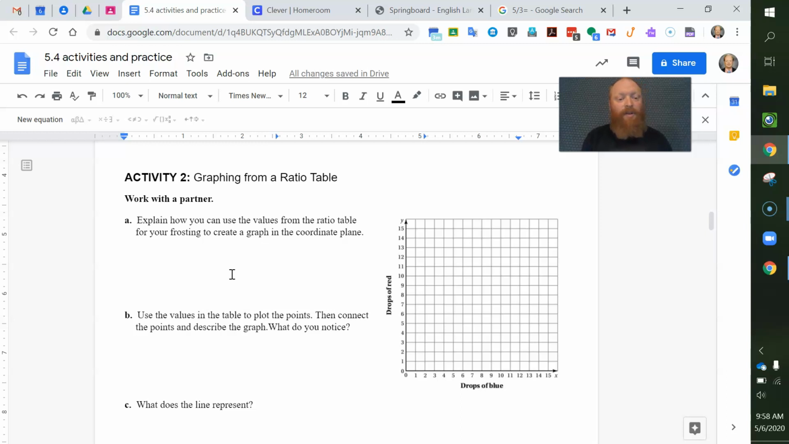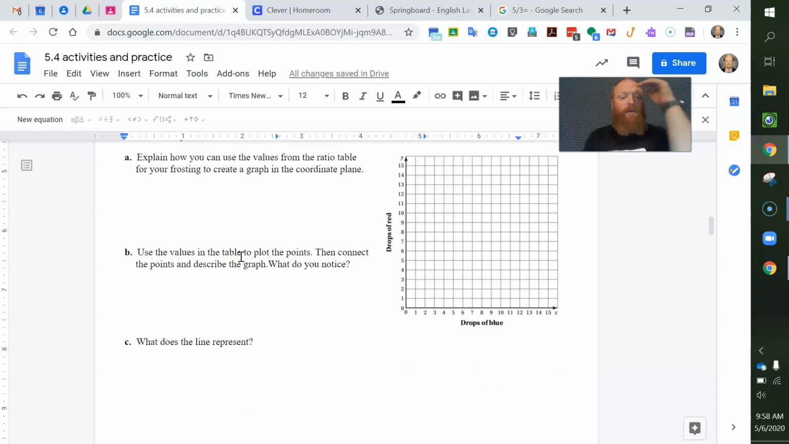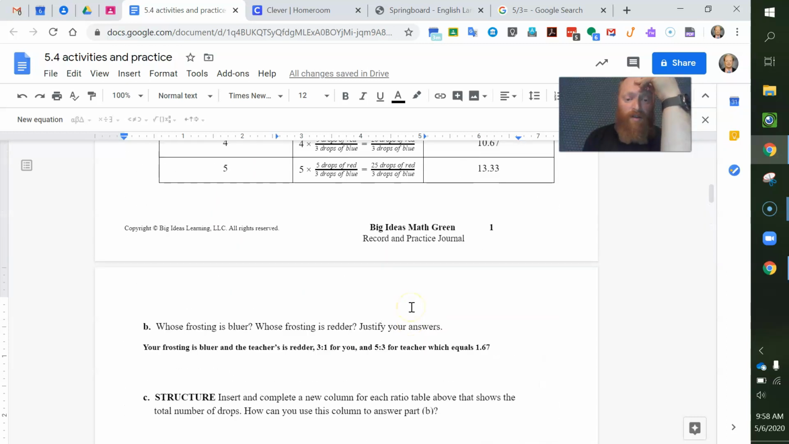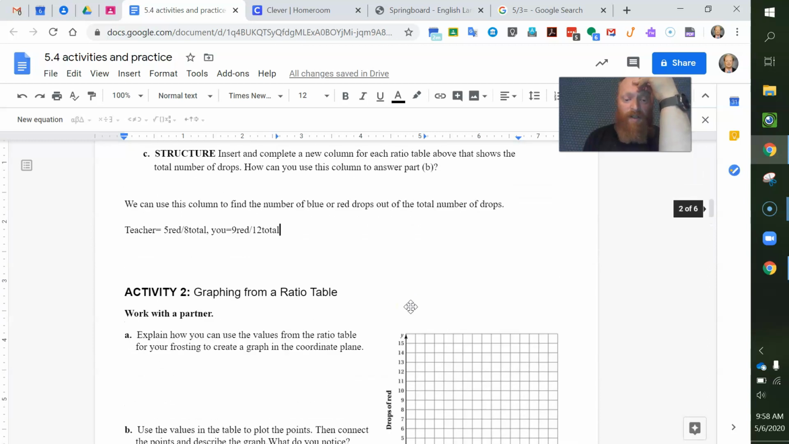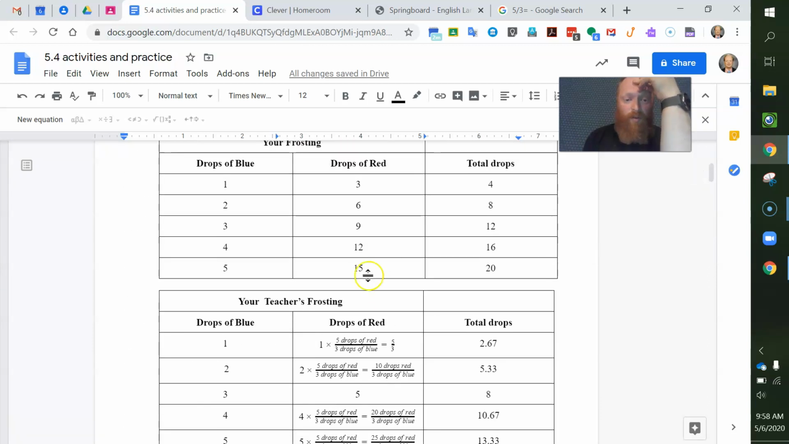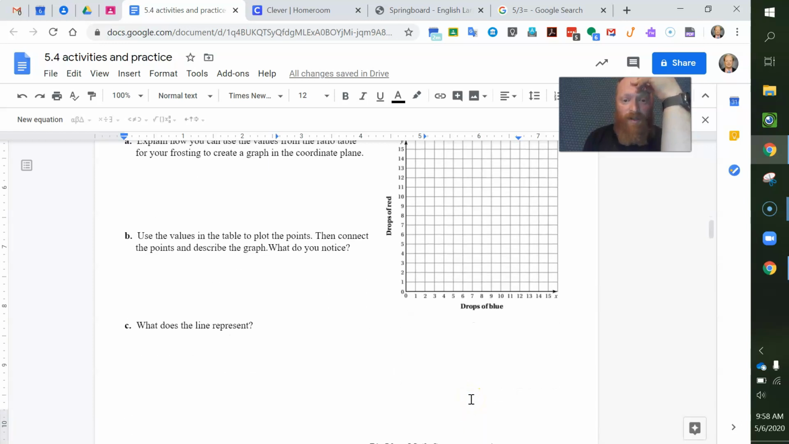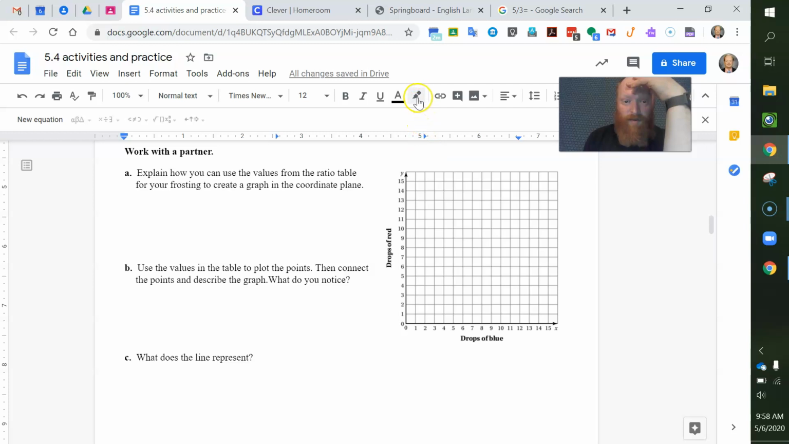Okay, graphing from a ratio table. Explain how you can use the values from the ratio table for your frosting to create a graph in the coordinate plane. Okay, use the values in the table to plot the points. Okay, so we can say up here for your frosting that we're going to do 1 drop of blue, 3 drops of red. So let's, I don't really have a way that I can write on here, do I? I do, but it's going to make me go away.